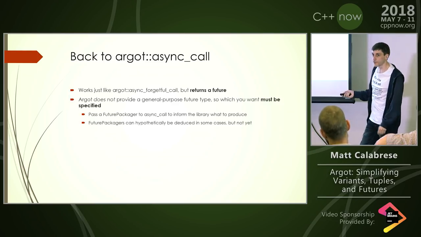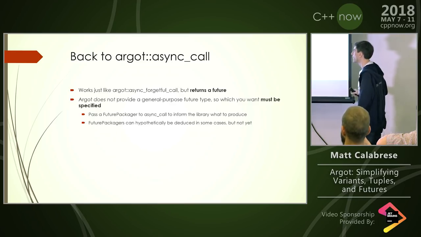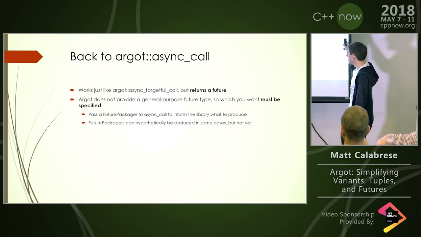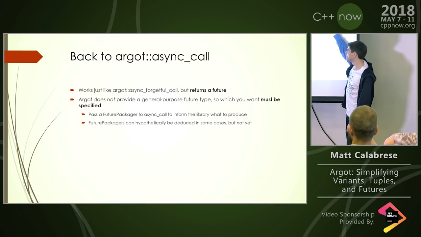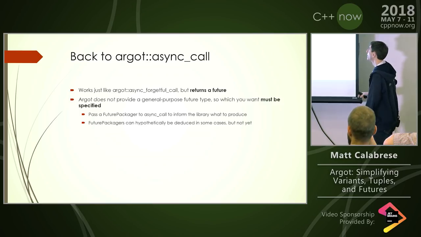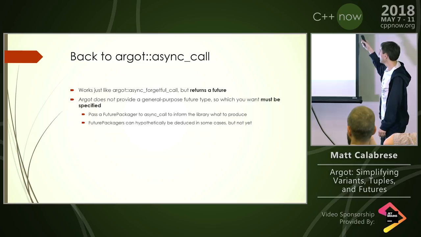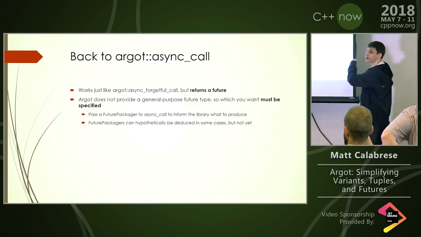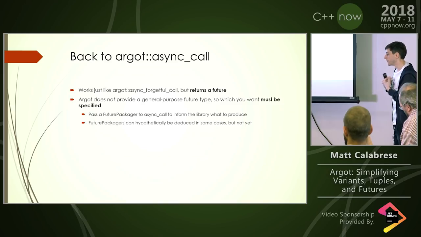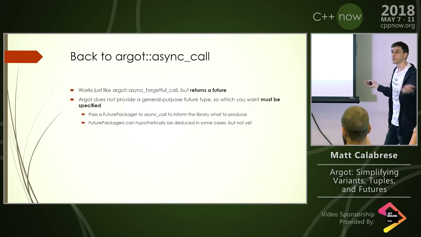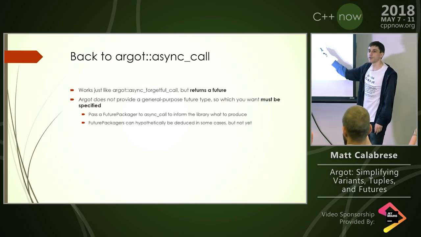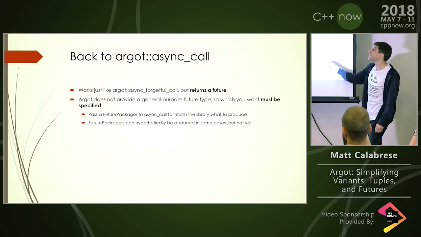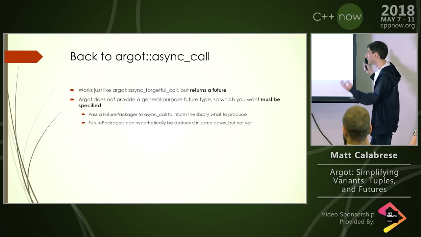Okay, so going back to async call, forget about forgetful async call, or async forgetful call, I mean. The only difference, at least at the usage site level, is it returns a future to the result of the call. So it's not a fire and forget. A tricky part is Argo itself does not actually provide a general purpose future type. And so if you were to make a call to Argo async call and you just passed in your function object, your executor, and just a bunch of arguments, none of which contain a future, I have no idea what kind of future you want back. Do you want an STLab future? Do you want a boost future, a boost shared future, or one of your own futures?